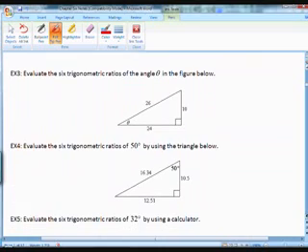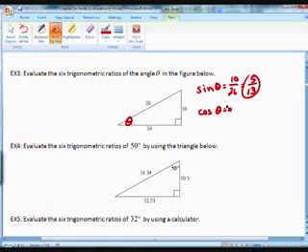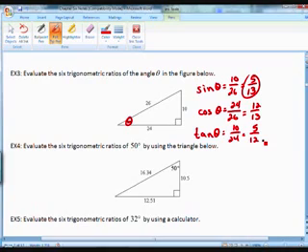Example 3 says evaluate the 6 trig ratios for the angle theta in the figure below. Sine is opposite over hypotenuse, so if this is my angle here, opposite is 10, hypotenuse is 26, so 10 over 26, that's the same thing as 5 over 13. That's all you have to do. Cosine is adjacent over hypotenuse. What's adjacent? Over hypotenuse, which is 12 over 13. Tangent, opposite over adjacent. What's opposite? What's adjacent? So that would be 5 over 12.